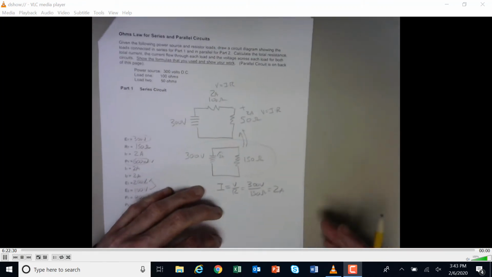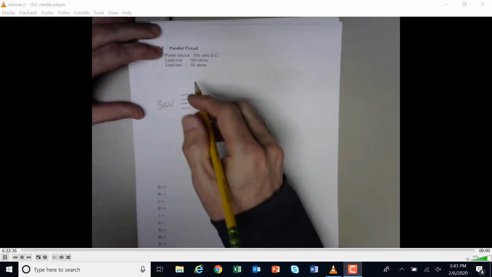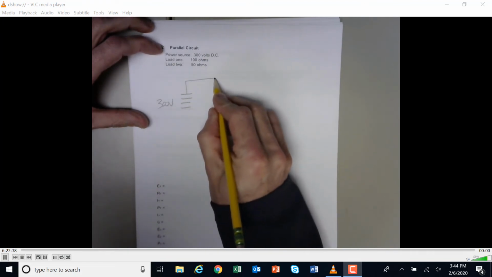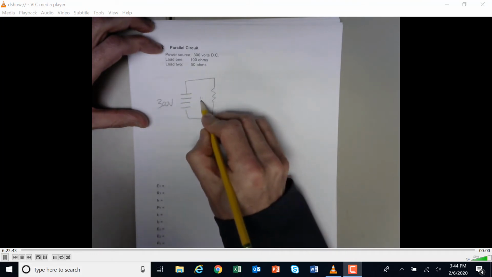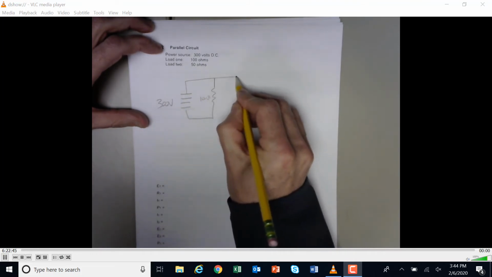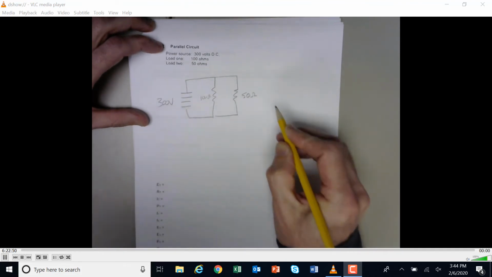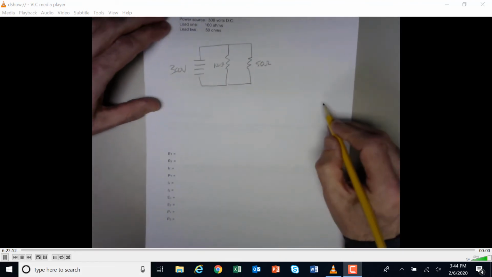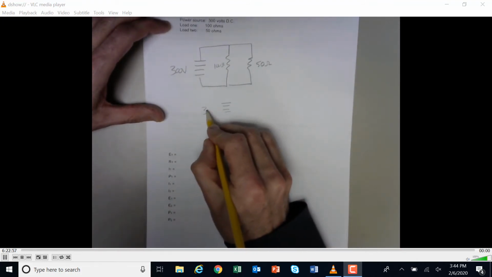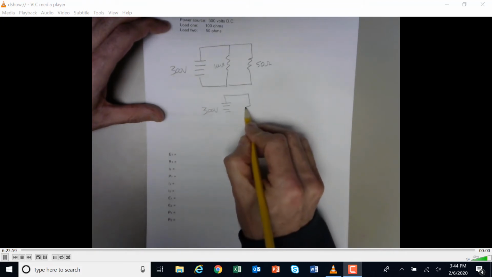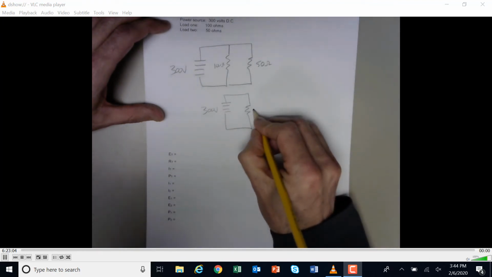Okay? The next page is the parallel circuit. So you had a power source of 300 volts, and you had a resistor here of 100 ohms, and you had another resistor, this time in parallel, of 50 ohms. Well, what we can do on this is simplify it like we did before, a little bit differently, but we want our simplified R total right here. So what is R total?